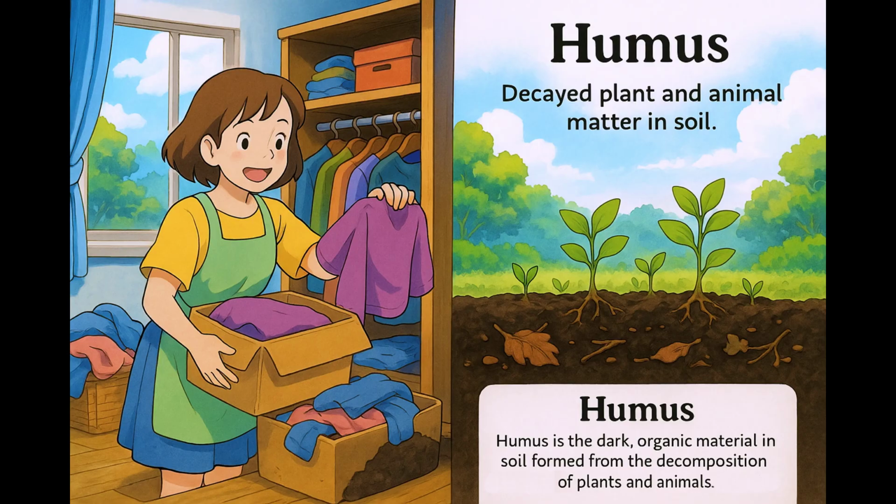Just like clearing out the closet creates room for new and useful items, decayed plant and animal matter, or humus, enriches the soil, making it fertile for new plant growth. In this analogy, the old clothes represent the decayed organic matter. The closet is like the soil. And the new items signify the nutrients and space created for plants to thrive, showing how both scenarios involve transformation and renewal.